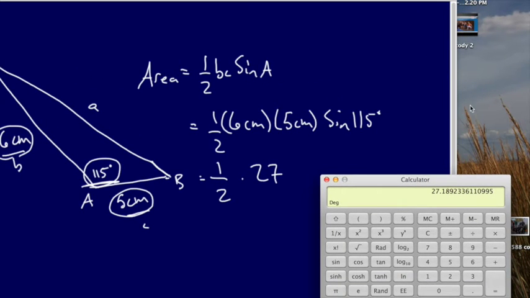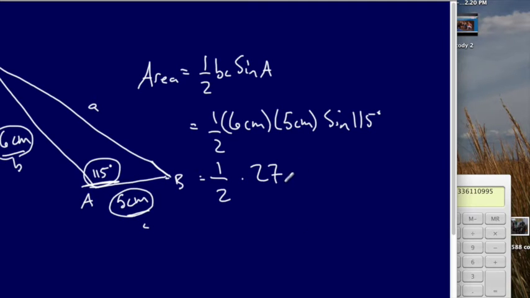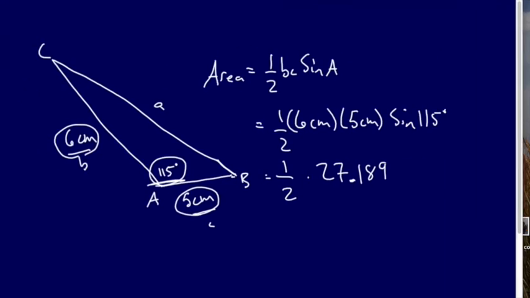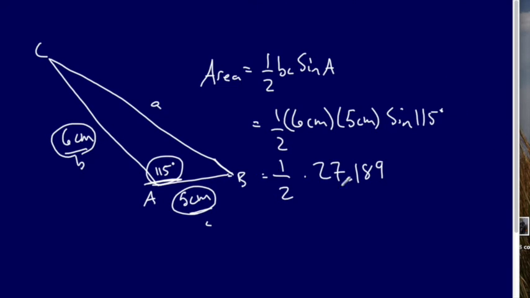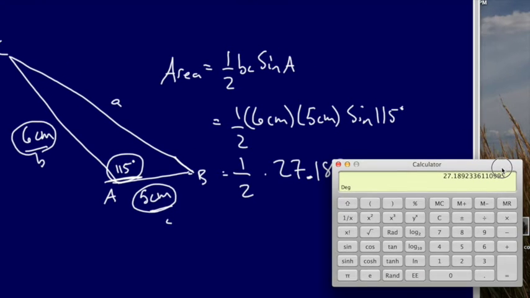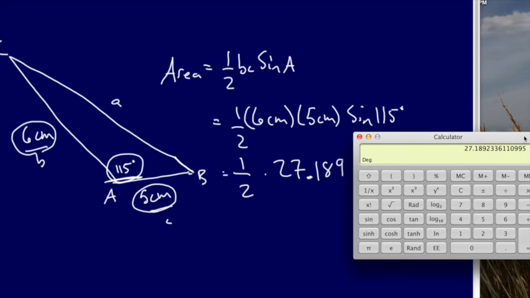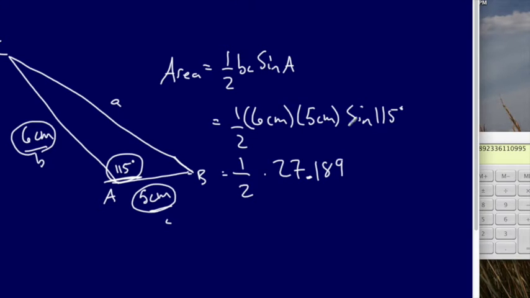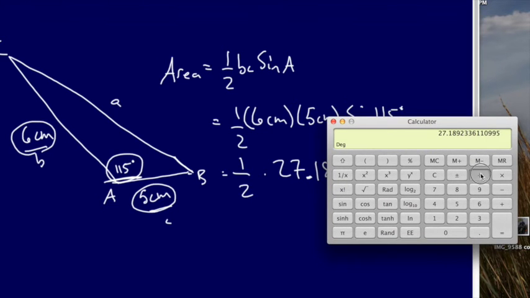So I know that I'm going to have 1/2 of 27. Oops, my calculator ran away from me. Here it is, 1/2 of 27.189. And I'm having some rounding issues here, because it's actually 27.1892336110995, etc. So that's why we want to make sure that we're putting that sine 115 in all together, so that we're actually getting the most accurate answer we can. When I'm halving this, it's not exactly precise.